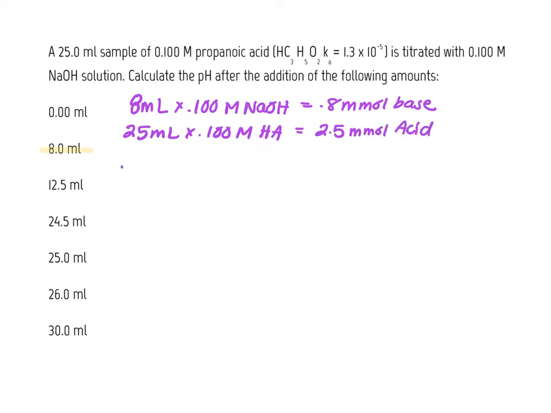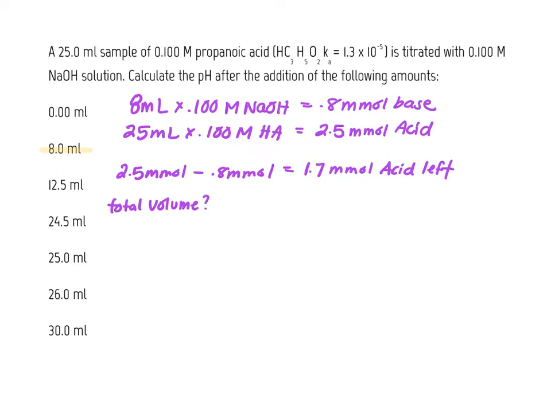And so our next step is to figure out what these concentrations are. We need to take the 2.5 millimoles of acid and subtract the 0.8 millimoles of base. This will tell us how much acid we have left because we have neutralized the 0.8 millimoles. We also need to know our total volume in order to figure out those concentrations. So we have 25 milliliters plus 8 milliliters. That's going to be 33 milliliters total that we have in the flask after that addition of base.